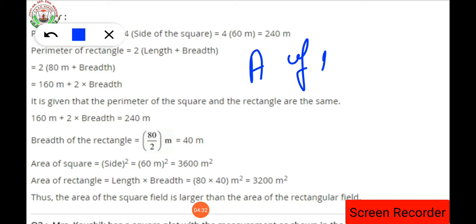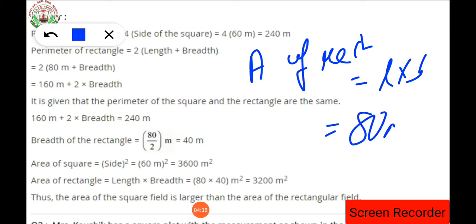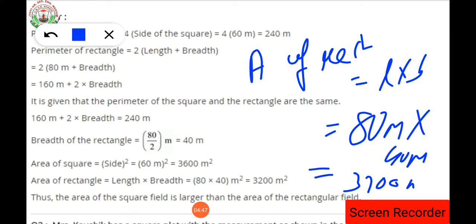So the area of a rectangle will be how much? That is L into B. L we already have, that is 80. B we found as 40 meter. So 80 into 40 will be equal to 3200 meter square.